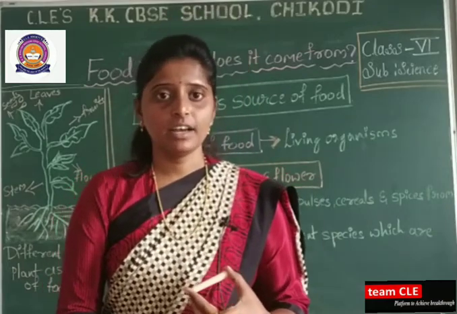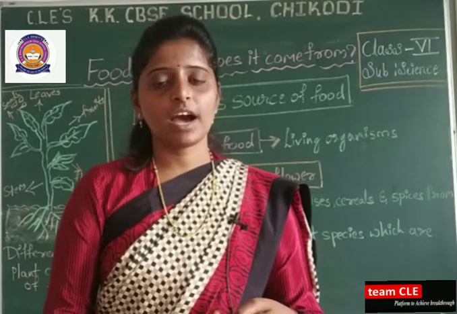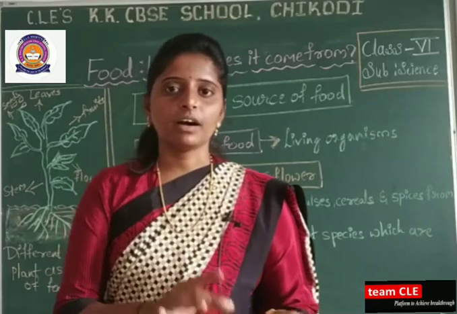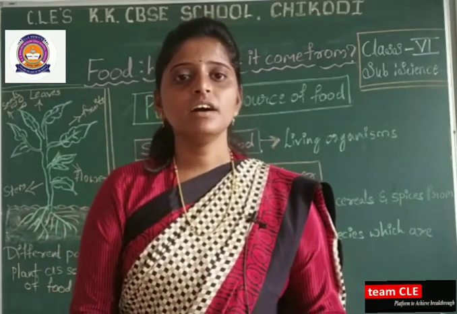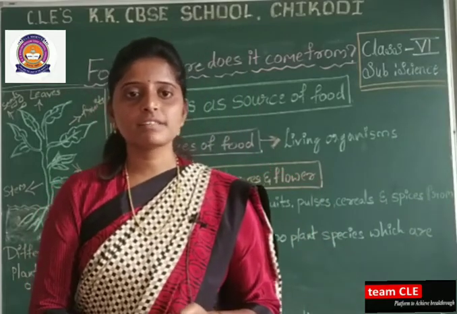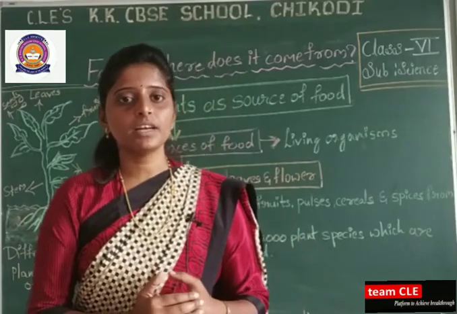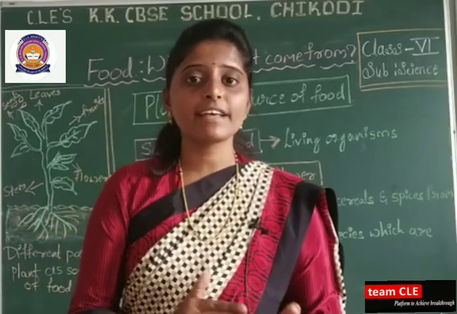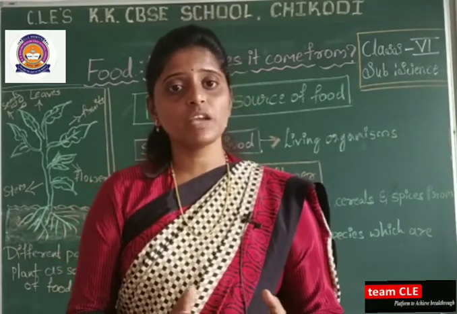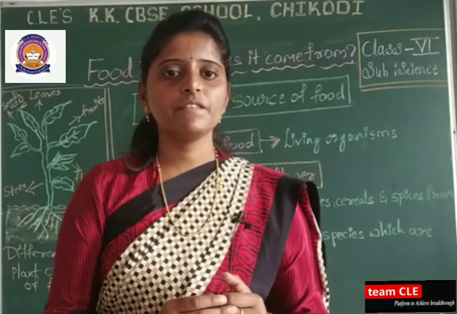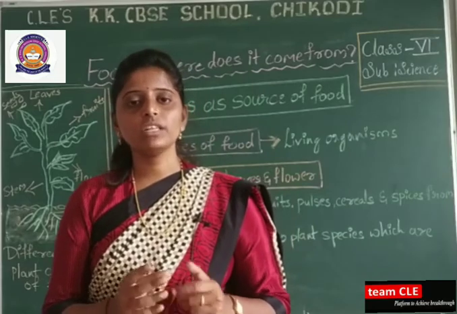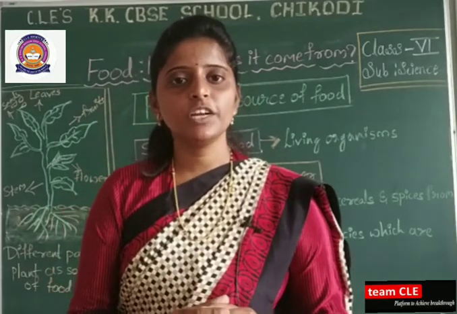Next we studied about carnivores. Carnivores are the animals which eat only animals. The third kind of consumer is omnivores. Omnivores are the animals which eat both plants as well as animals. They will eat the plants and even the animals also. So for them we are calling it omnivores. These are all the concepts we studied in your previous video class.